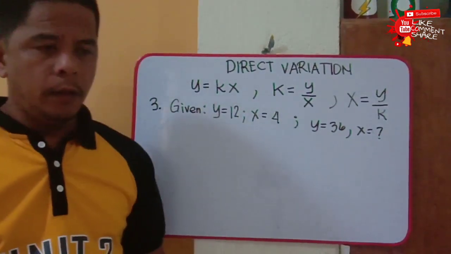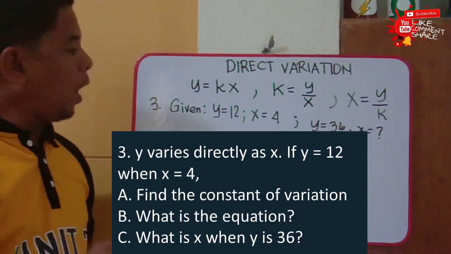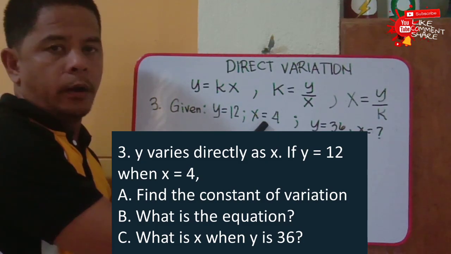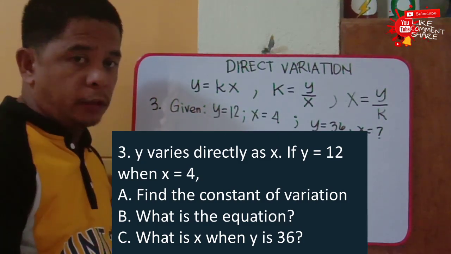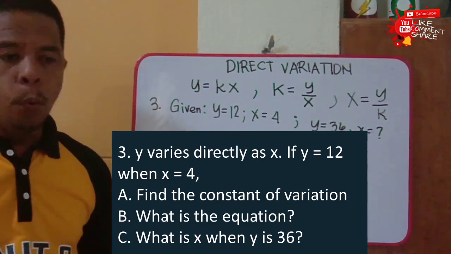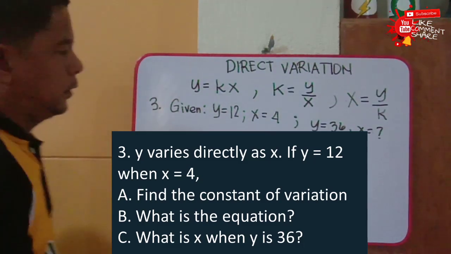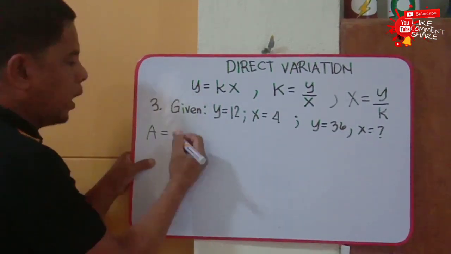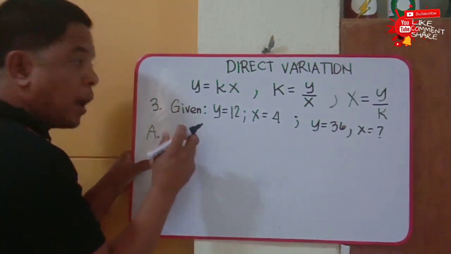Example number 3. Y varies directly as x if y equals 12 when x equals 4. First question, find the constant of variation. B, what is the equation? And C, what is x when y equals 36? So let us answer letter A. Find the constant. So what is the constant formula of the direct variation?